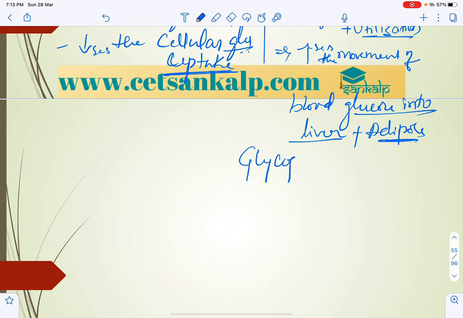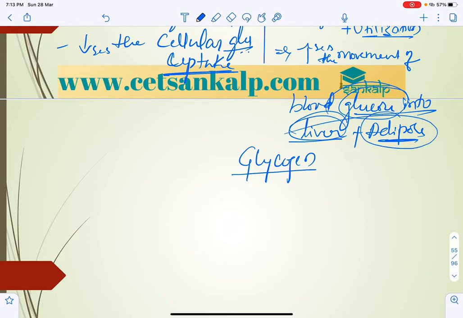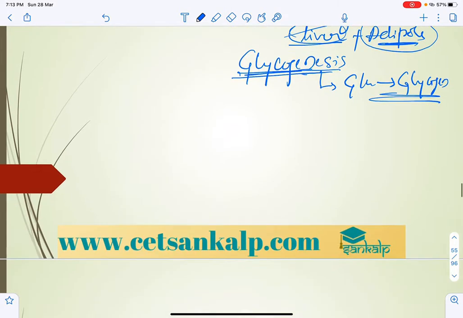So what is the meaning of that? Once all that glucose is utilized by the liver and adipose tissue, if excess energy is produced, if excess glucose is there, it helps in glycogenesis. That is the conversion of excess glucose into glycogen. So these are the things you have to keep in mind.